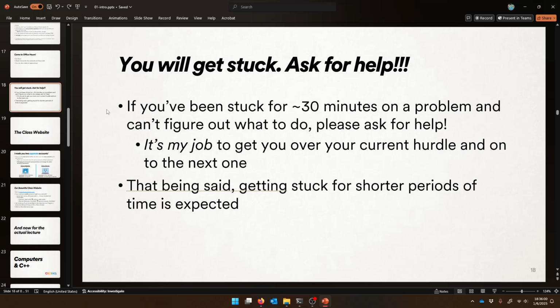And while we're on the topic of that, I do want to stress the importance of getting help when you're stuck. This is a class that has a brand new way of thinking. It's stuff that you've never seen before, most likely, and you're going to get stuck. So I want you to ask for help when you've been stuck for too long.